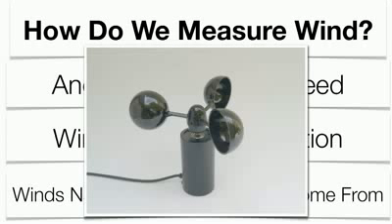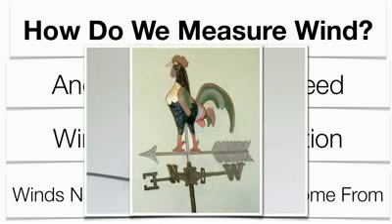So there's an anemometer. The wind gets picked up in the cup, and that little contraption spins around. Faster it spins around, faster the wind speed. And also there is a wind vane that's going to tell you wind direction.